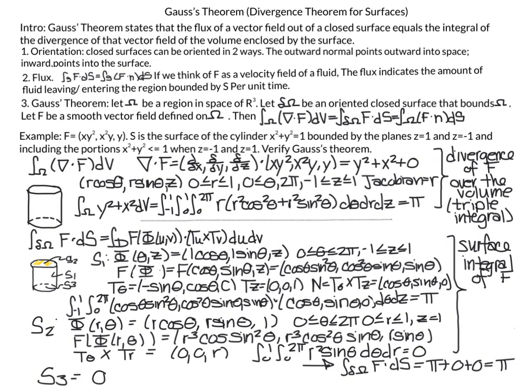Just a quick introduction: Gauss's theorem states that the flux of a vector field out of a closed surface equals the integral of the divergence of that vector field over the volume enclosed by the surface.